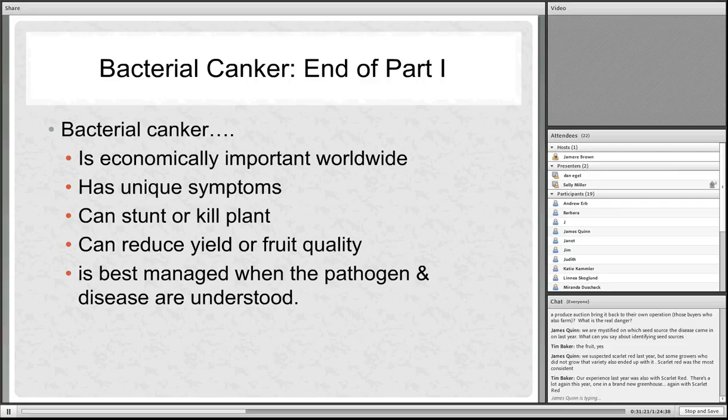If this is happening again, I'll be talking about seed treatments, and I would say if anybody really wants to use Scarlet Red, they might want to do a sanitizing seed treatment to help reduce the chance that they might get bacterial canker.